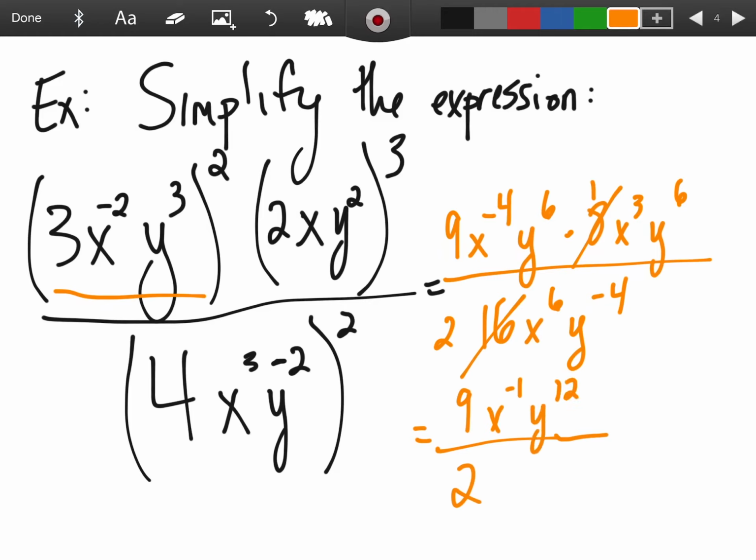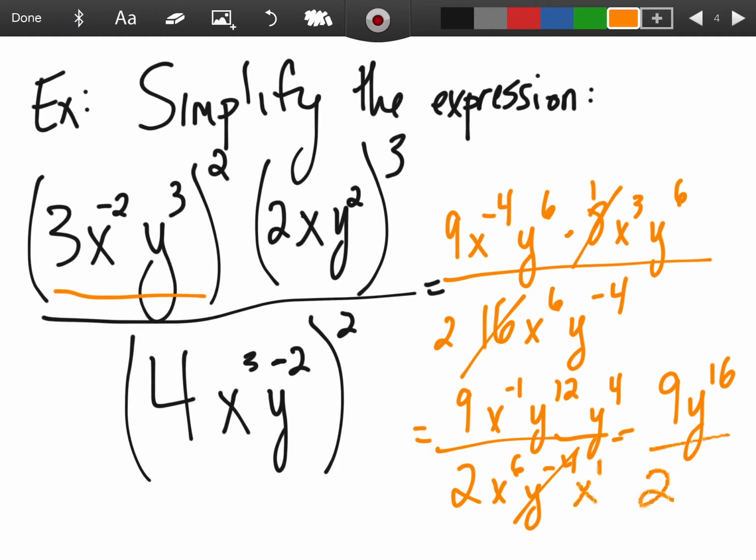We add those. And then in the denominator, we still have x to the 6th, y to the negative 4th. Well, if I bring the y to the 4th to the numerator, that gives me y to the 16th. And then I bring the x to the negative 1 down to the denominator. That's x to the 1st, or just x. And so I'll be left with 9/2 x to the 7th. So this is just using some of those exponent rules. Hope this jogged your memory and helped you out.